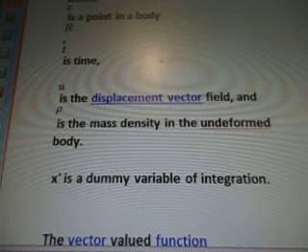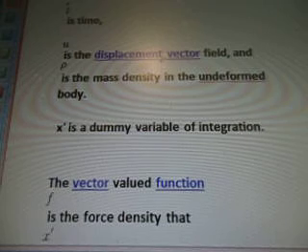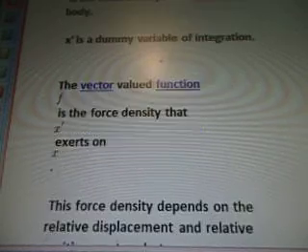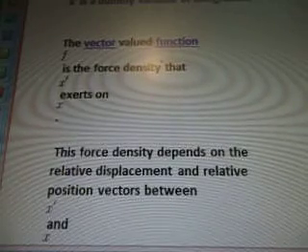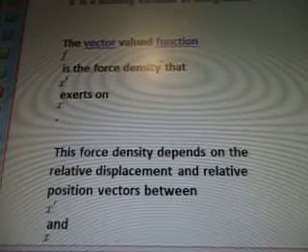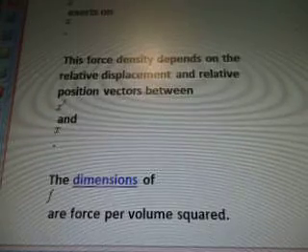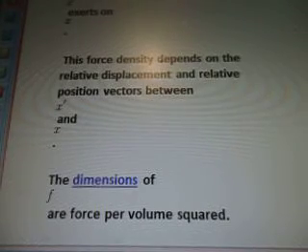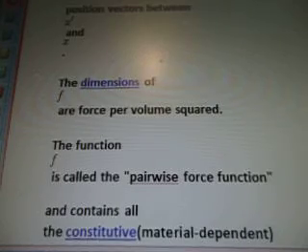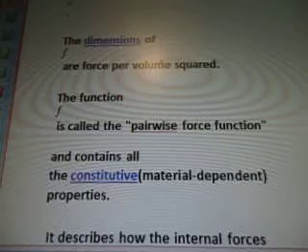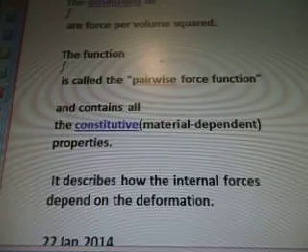is time. It doesn't say what r is. u is the displacement vector field and p is the mass density in the undeformed body. That's strange. x is a dummy variable of integration. The vector valued function f is the force density that x prime exerts on x. The force density depends on the relative displacement and relative position vectors between x prime and x. The dimensions of f are force per volume squared. The function f is called the pairwise force function.